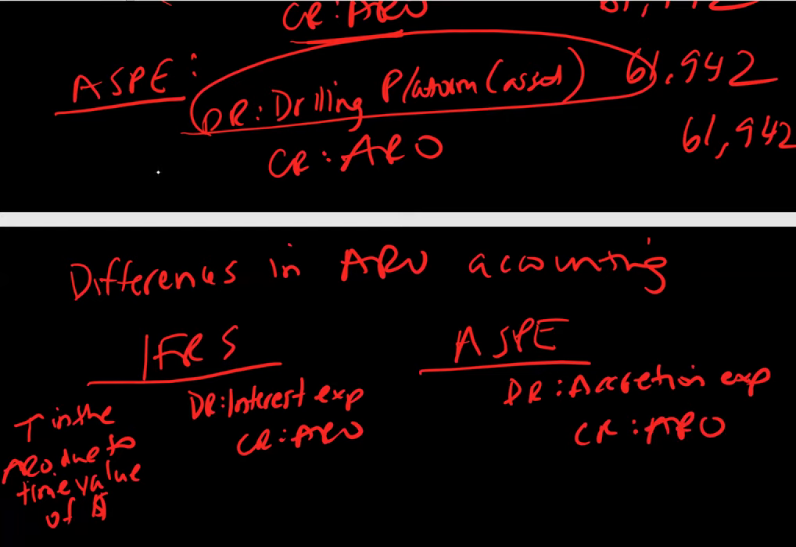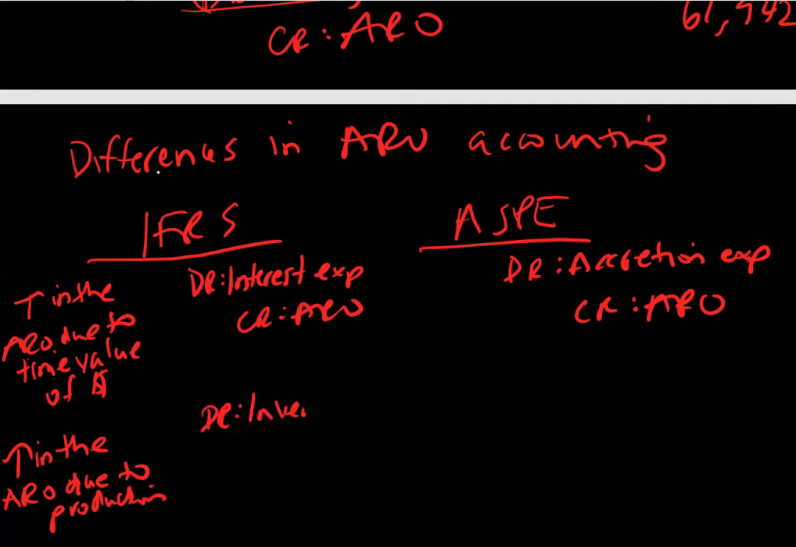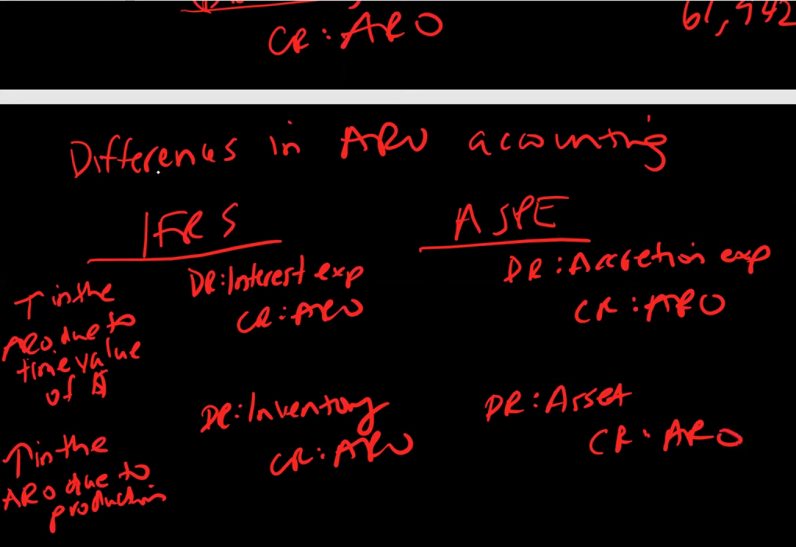Our second difference is that production increase in the ARO due to production. So IFRS is going to go debit inventory, credit ARO. Notice that in both of these examples, we're always increasing the ARO, but it's the debit that's going somewhere else. And ASPE is going to debit the asset. So say the drilling platform, and credit the ARO. And those are really the fundamental differences between IFRS and ASPE for ARO accounting.